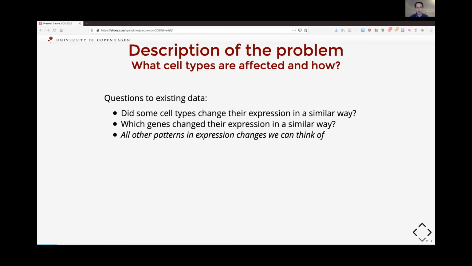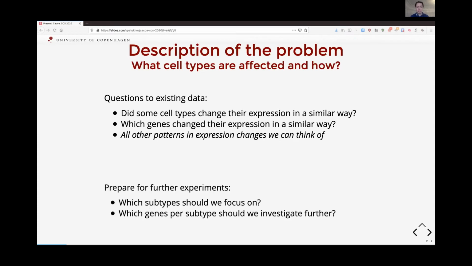There are many questions which we can ask, like did some cell type change their expression in a similar way, or whether some genes coordinated their changes, and basically anything about expression patterns which depend on our case or control condition can be studied, and we want to get as much information as possible.